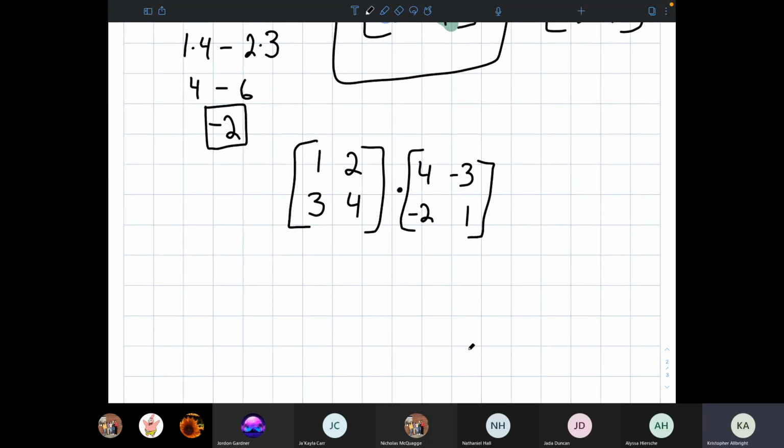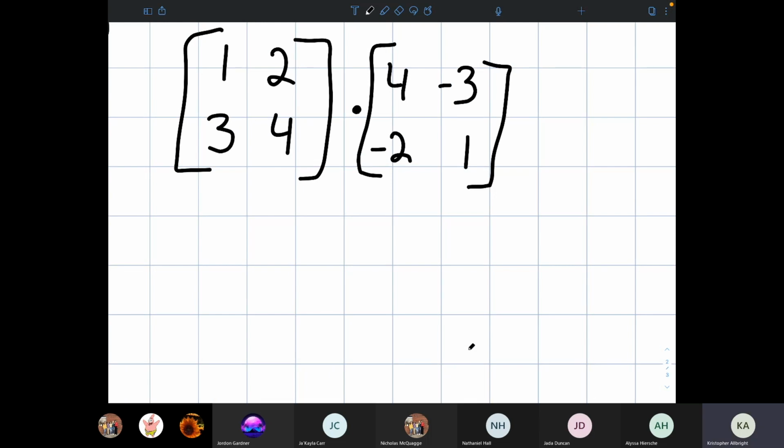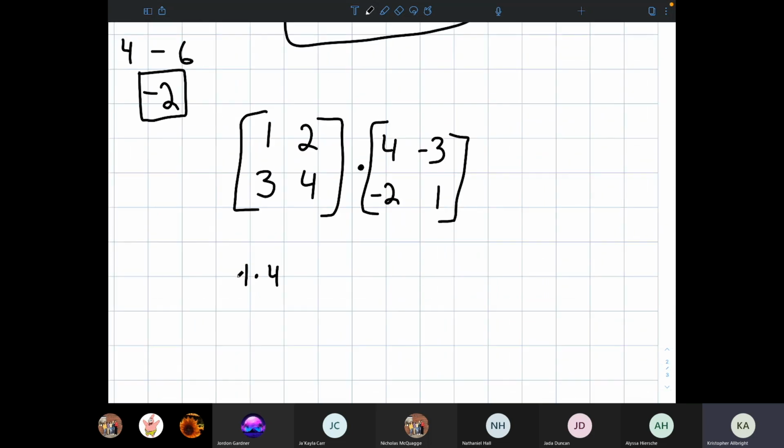1 times 4. 1 times 4 or 1 times 2? 1 times 4. It's 1 times 4. That's what I said. Somebody said 1 times 2. I'm trying to tell you which ones you take to. Okay. 1 times 4, and then what? 2 times 2. Do I add them, subtract them, multiply them, put them in a different spot?